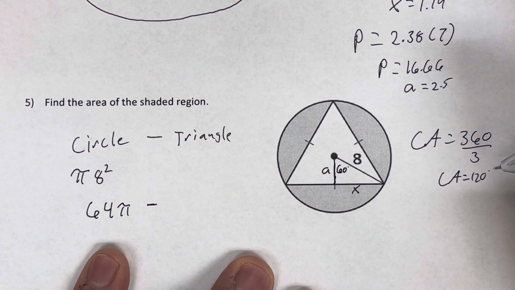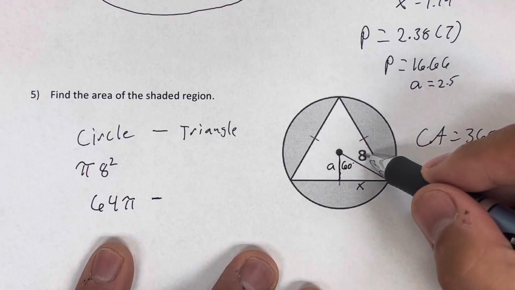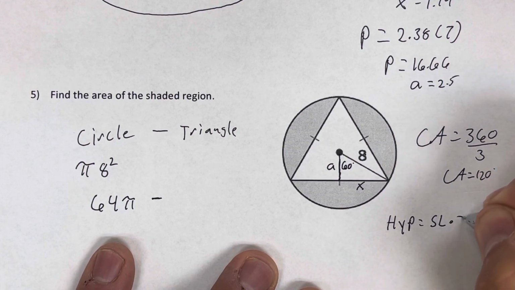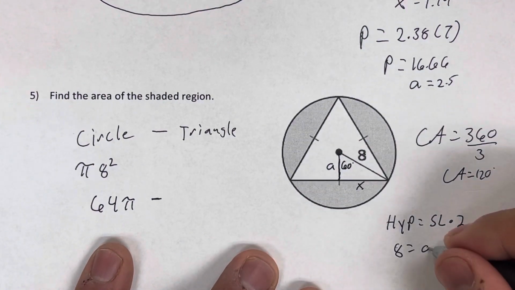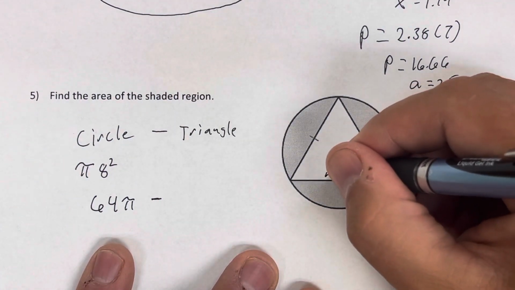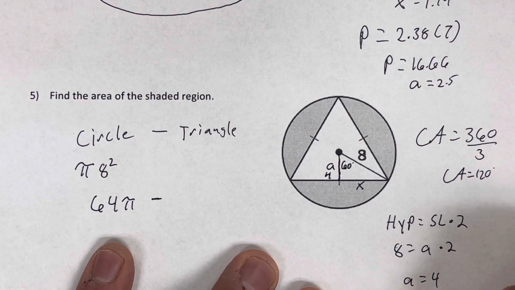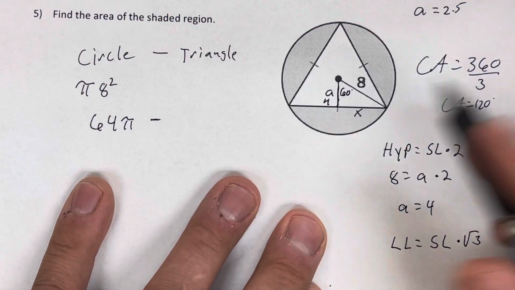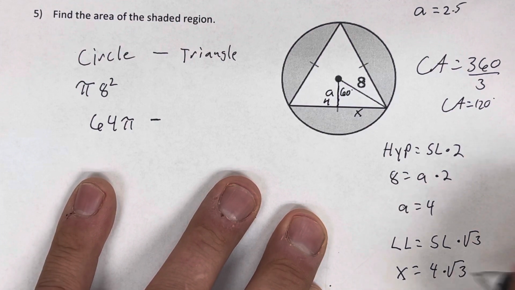So again, I have a 30, 60, 90 right triangle. So using my 30, 60, 90 right triangle, this is the hypotenuse. The hypotenuse equals the short leg times 2. So 8. The short leg is the apothem, A, times 2. So A is equal to 4. I now know the apothem is 4. And the long leg, X, equals the short leg times the square root of 3. So in this case, the short leg's 4. So X equals 4 times the square root of 3.